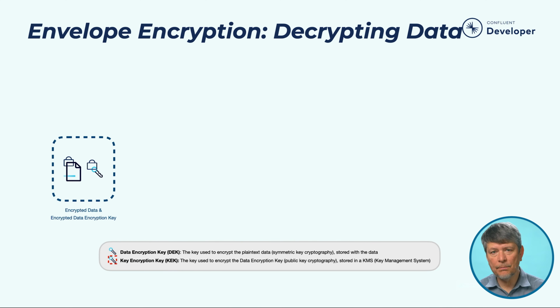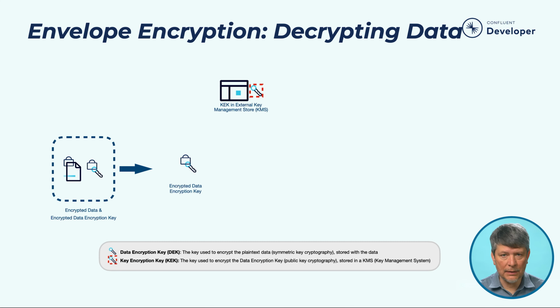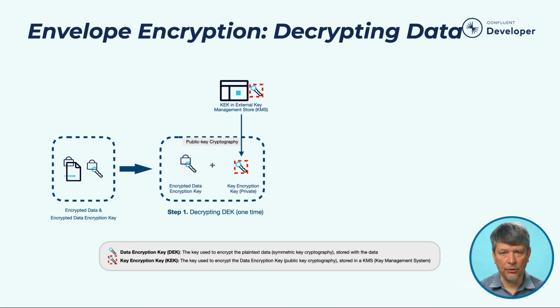Decryption is similar but takes place in reverse order. First, we must get a hold of our encrypted data and encrypted data encryption key. After retrieving our private key encryption key from the key management store, often sitting in a cloud vendor's KMS, in step 1, we decrypt the data encryption key. Our data encryption key was encrypted using public key cryptography, and the key encryption key is our private key that allows us to decrypt it. This is a relatively slower operation, but we only need to perform it once.